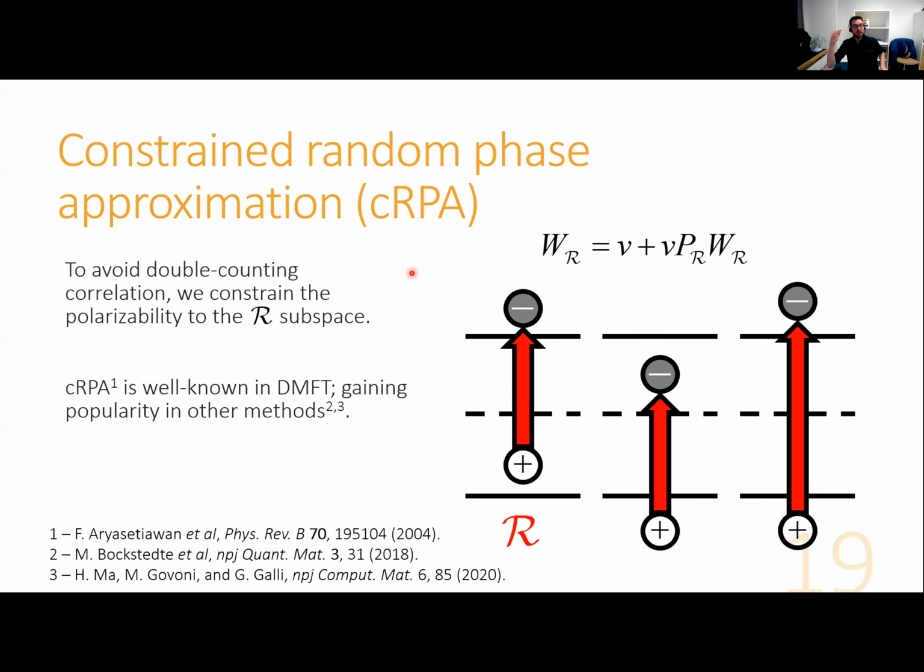So basically only the R excitations can screen the interaction. And this will again satisfy the limits of the embedding, because if the R space becomes the entire Hilbert space, I get the full interaction back. And if it shrinks, then I get no screening.